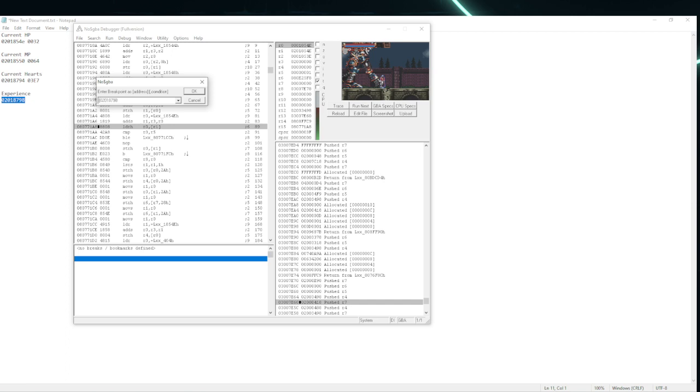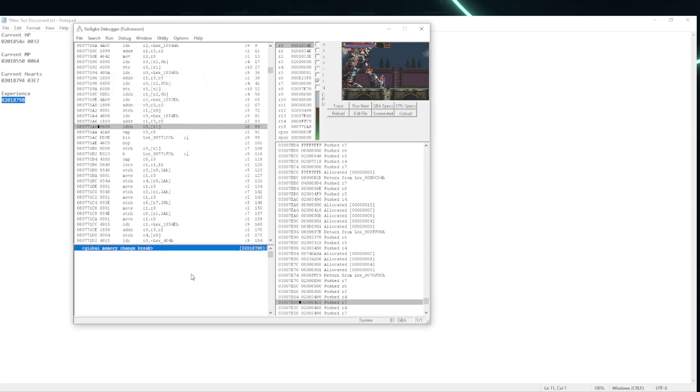Okay, so we're going to do the bracket. And I want it to break on write. So we put an exclamation point. Hit enter and just click on the image here. So since I made those changes, I'll never lose health. I can get hit as many times as I want.